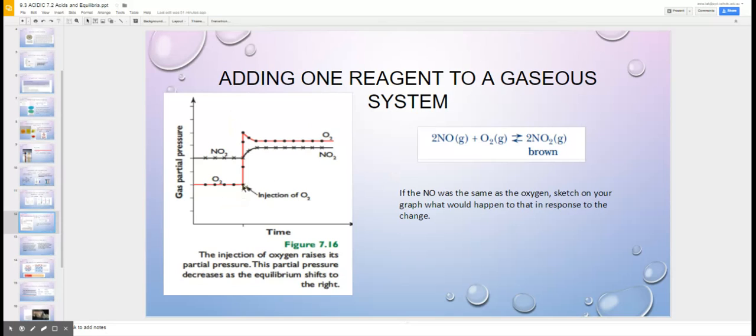Here in this particular graph, they've actually added oxygen. You've got a bit of oxygen here, and because we've added the oxygen, the system's trying to use it up. So it's going to make NO2, and so there's the NO2 levels, and that's going to gradually increase to offset the problems with the oxygen. As the oxygen decreases, the NO2 increases.